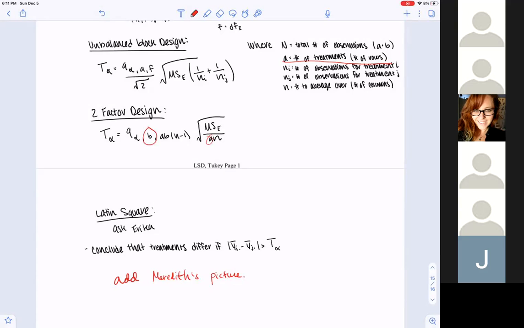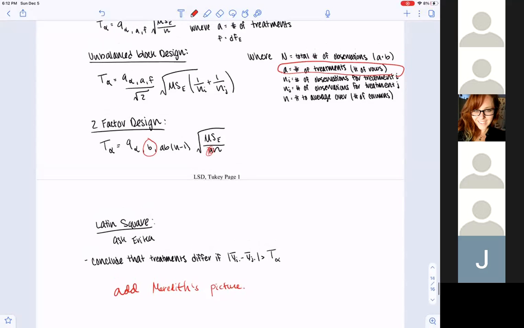When you wrote this portion right here, do you know if A, for this particular example, was the number of treatments that you were comparing or the number of treatments in the design? In the design, okay. And then what would be B? B would be the number of blocks. Blocks, okay.